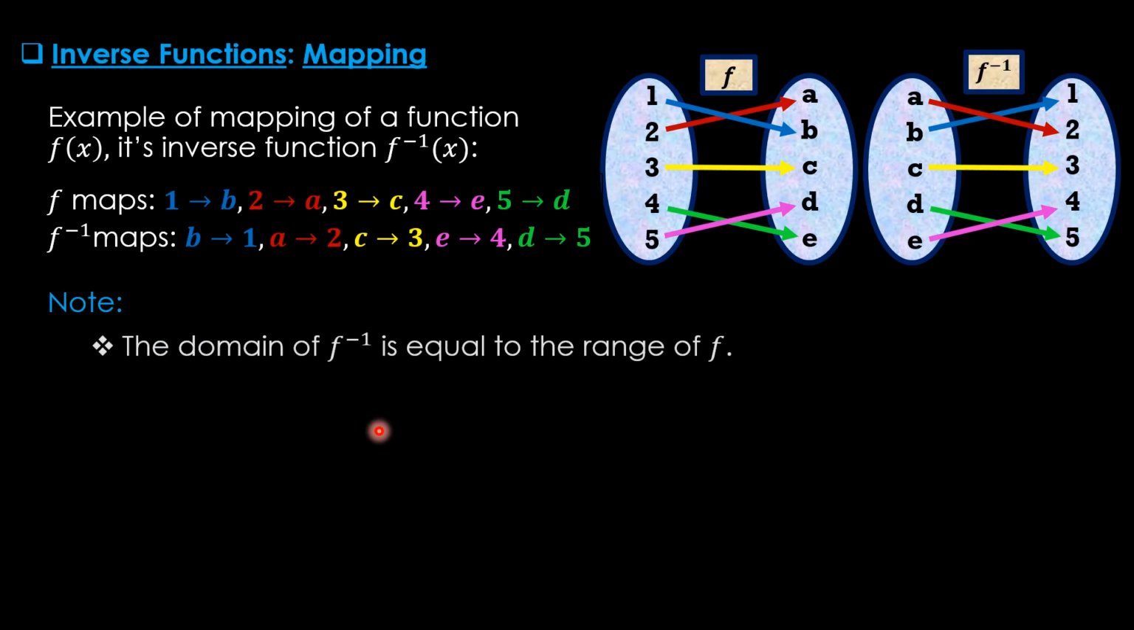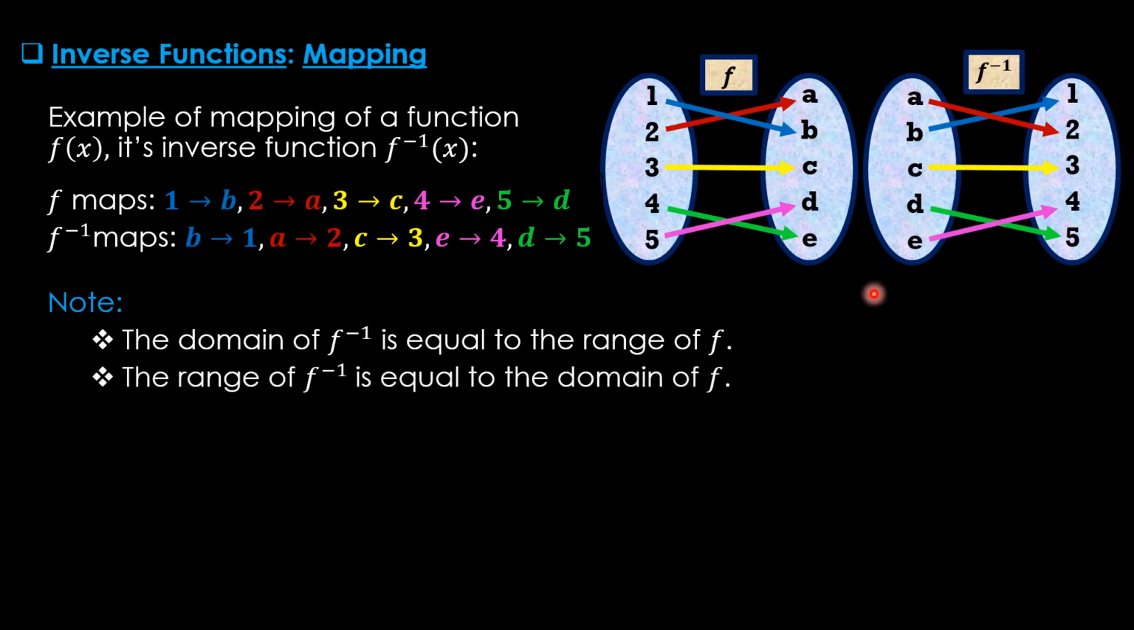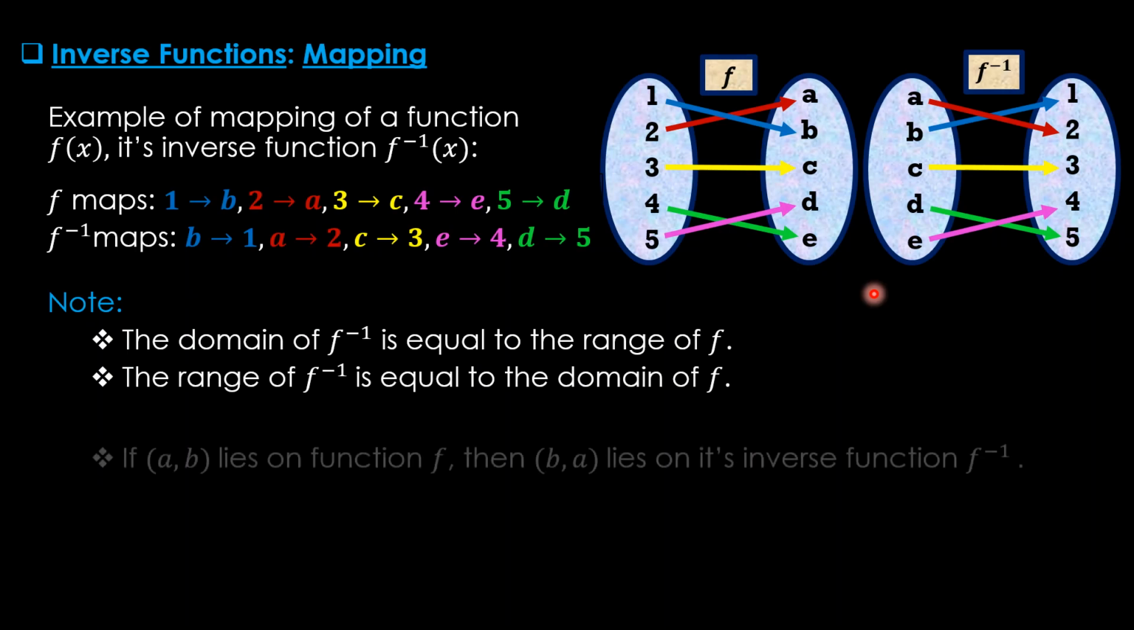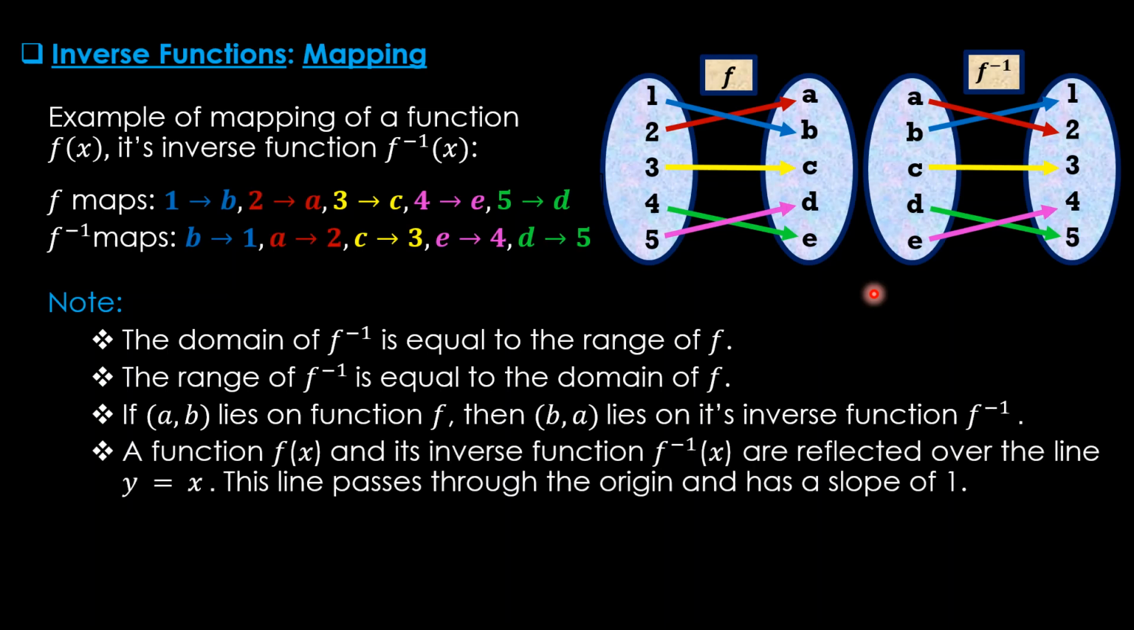Note, the domain of f inverse is equal to the range of f. So we know in mapping this is the domain and this is the range. In the case of f inverse, the domain becomes the range of f. This was the range, it becomes the domain here, and vice versa. The range of f inverse is equal to the domain of f. If (a, b) lies on function f, then (b, a) lies on its inverse function f inverse. A function f(x) and its inverse function f inverse x are reflected over the line y equal to x. This line passes through the origin and has a slope of 1.